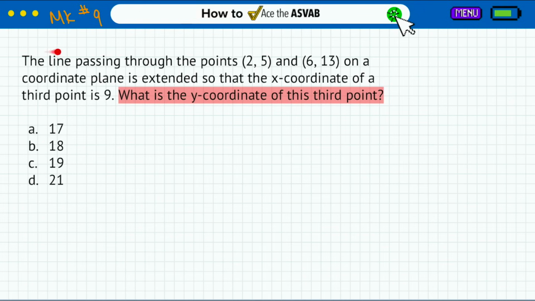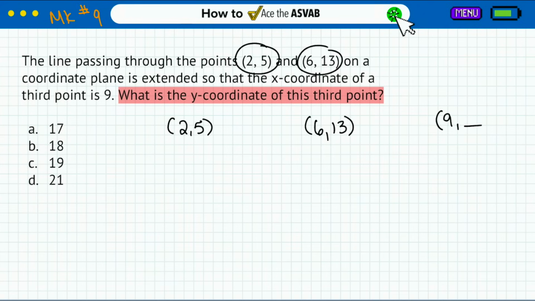So we see that we're dealing with a line, and it's passing through the points (2, 5) and (6, 13), and it's extended, and we have a third point with x being 9. What's the y for that third point? So essentially, my party people, here's how we want to think about it. We have the point (2, 5). We have the other point (6, 13). And then we're looking for that third point. The x coordinate is 9, but we don't know what that y coordinate is. So that's our job right now. We have to figure out what that third coordinate's y value is.